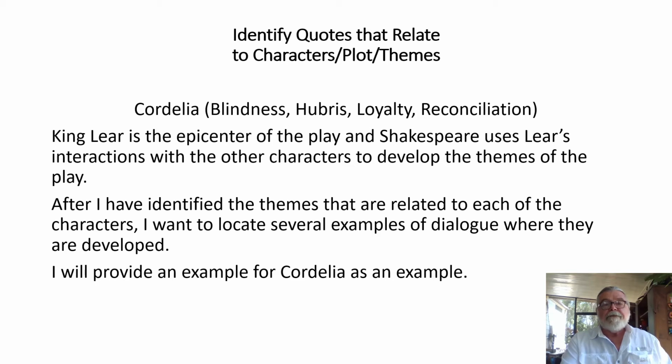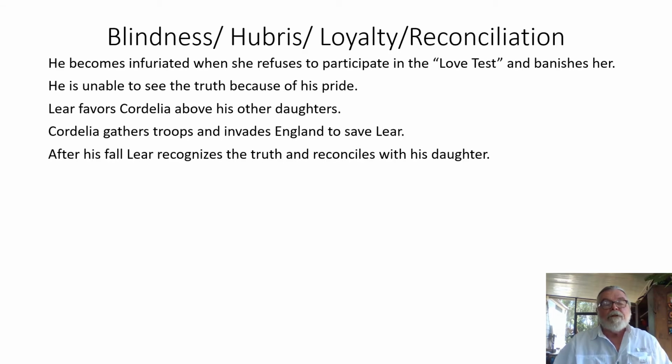So after I have identified the themes that are related to each of the characters, I want to locate several examples of dialogue where these themes are developed. And as I said, I'm going to use Cordelia as an example. So let me show you what I'm talking about. Now, the first thing I want to do is think about high-level actions. What actions of Cordelia do I want to incorporate? I don't need all of them, but I need enough.